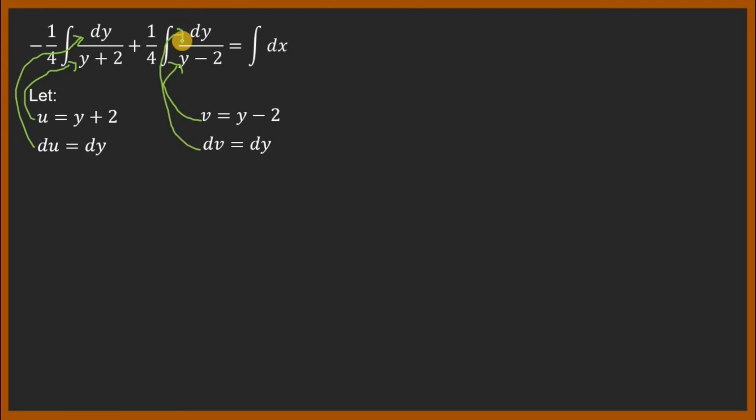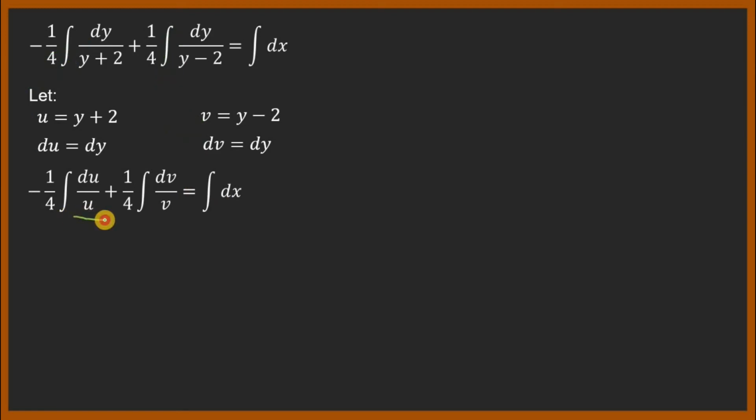So our equation would look like this. So we have negative 1 over 4, we have du over u plus 1 over 4 dv over v is equal to integral of dx. So ito ay ln of u, ito ay ln of v. So this is negative 1 over 4, binaliktad ko na ulit, so inuna ko lang si ln of v, itong positive part na to, minus 1 over 4 ln of u, and then integral of dx is just x plus c. So preparation na to para sa rules of logarithm na gagamitin natin mamaya.